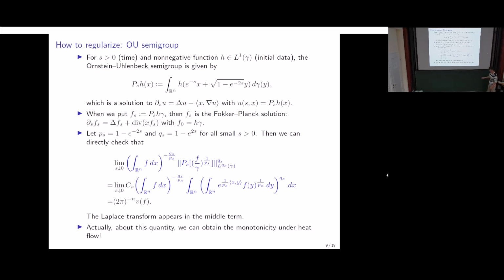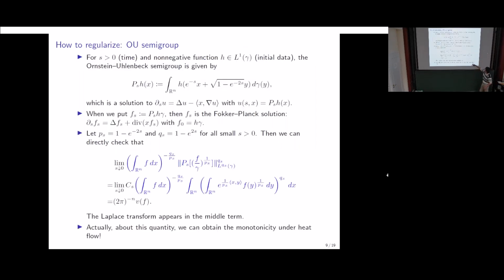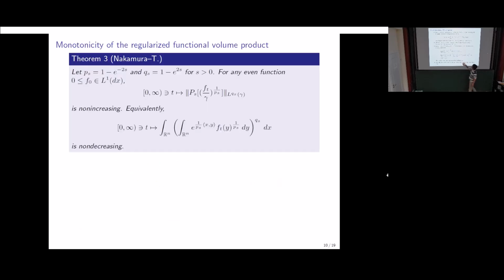Actually, if we consider this regularization, we can also obtain the monotonicity of this along the heat flow. More precisely, if P and Q are the same, then this LQ norm is non-increasing. Or equivalently, if you use this formulation, then you can obtain that some terms of the Laplace transform are non-decreasing. We can show this one.